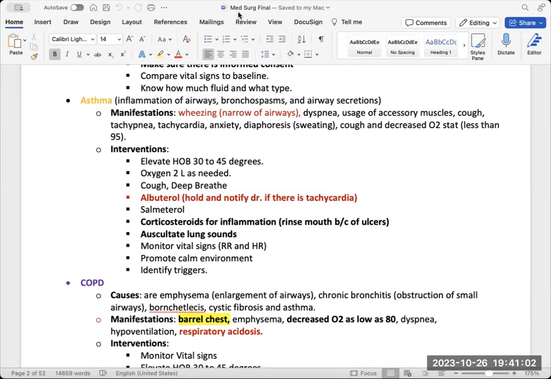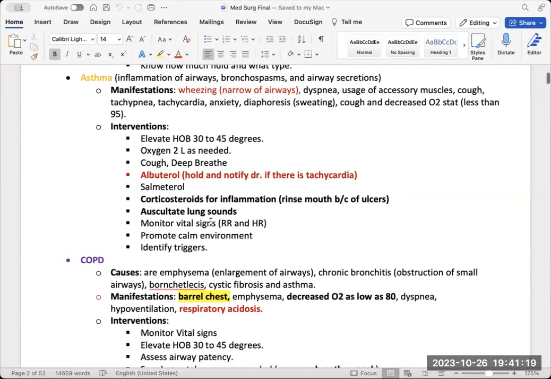Why? Because they have decreased O2 saturation levels, which means less perfusion in the body, and they have more CO2, and that causes that feeling of anxiety. Once again, interventions: elevating the head of the bed, oxygen, coughing, deep breathing, albuterol. And when should we hold albuterol? If we're going to give this medication, what should we be looking at in terms of vital signs?